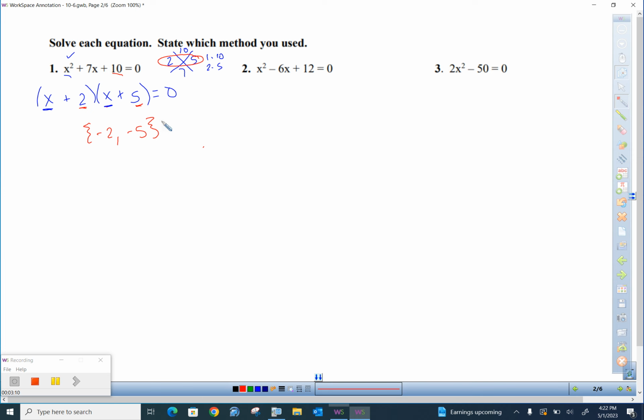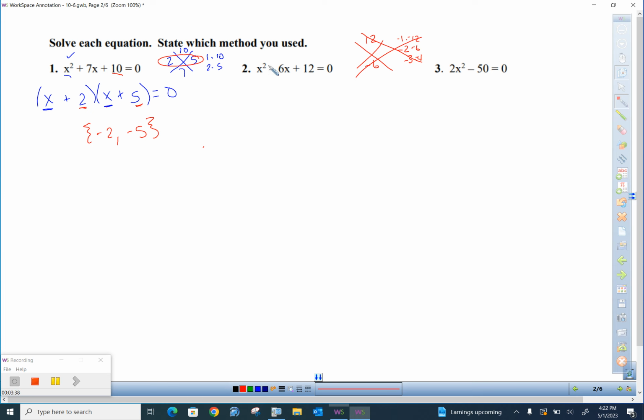Okay. Next one, we're going to do the same process. Since it's x squared, we don't have a common factor here. So we'll start out trying to factor with a 12 and a -6. Okay, so my factors here, 1 and 12, 2 and 6, 3 and 4. None of those are going to combine to be a -6. In order to be negative, all of these have to be negative. But even then, it's not going to give us a -6, which means factoring does not work.